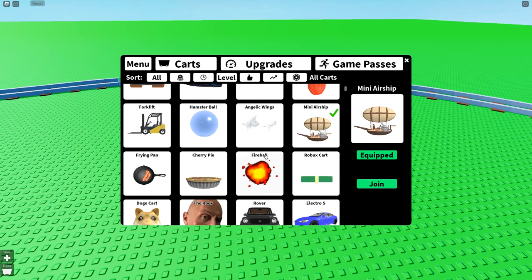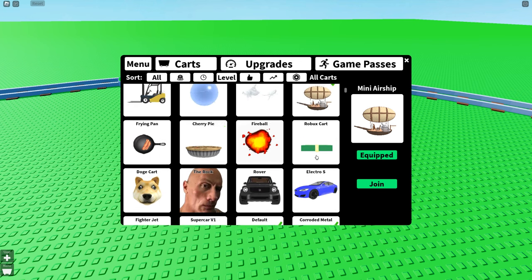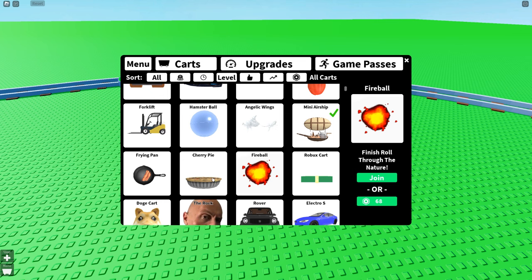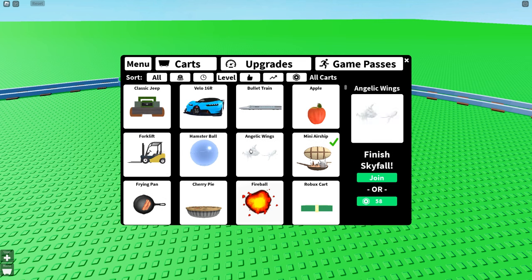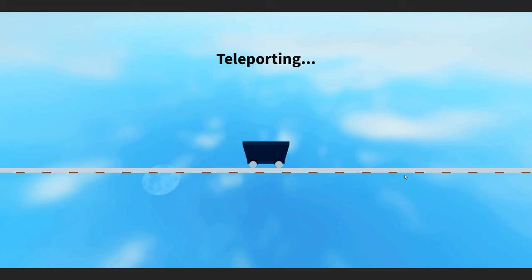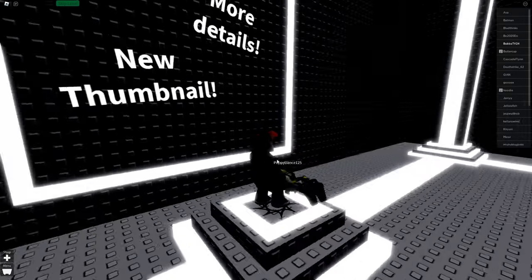So the last few things that we have here, we have a Robux cart, a fireball, a cherry pie, a frying pan, angel wings, a hamster ball, a forklift, an apple, and a bullet train. Of all the ones that interest me here the most, I think it's either the forklift or the bullet train. And I think let's go for the bullet train. I think that's the one we're going to try and do today.